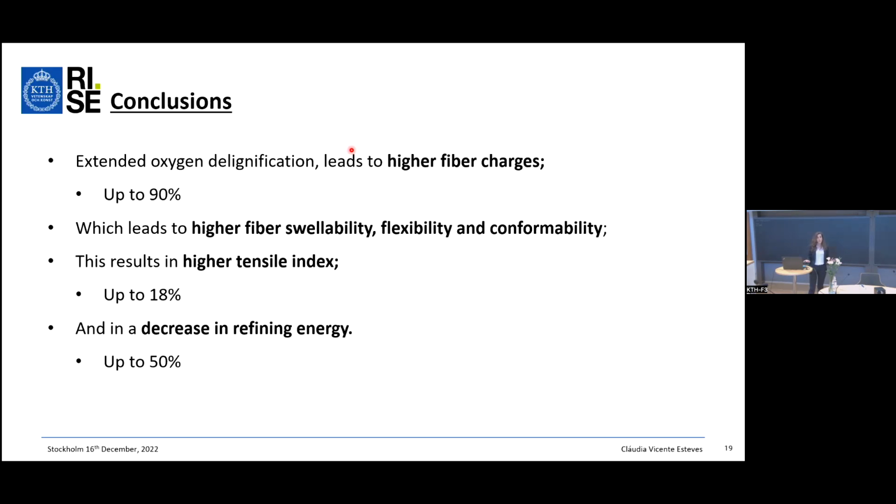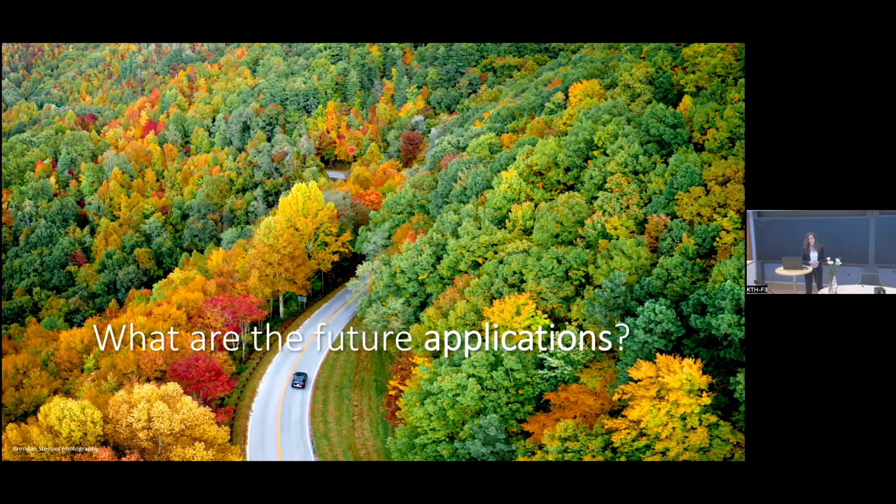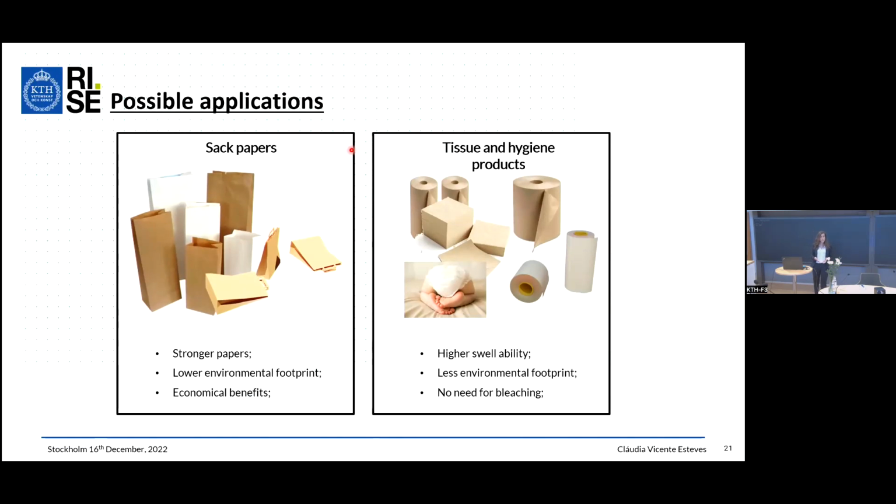What could be the future applications with this approach? We have several. Think about sack papers, stronger papers with less energy. You don't need so much refining. You don't need so much cooking. Or imagine high absorption products. You have a high fiber swelling, so why not take this as an advantage and use it for tissue or hygienic products, where you can also remove the bleaching part that will save you a lot of money.